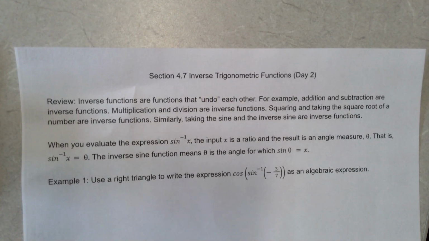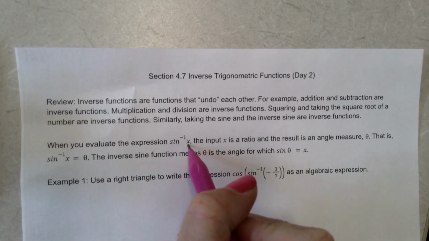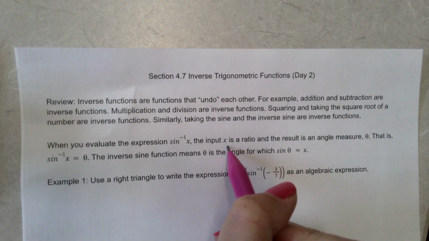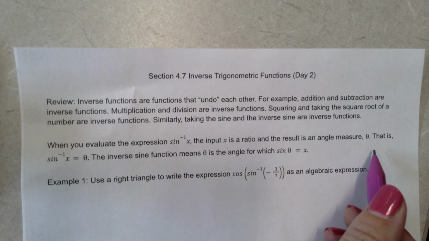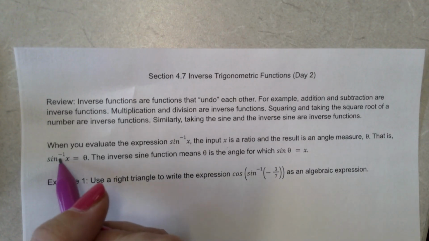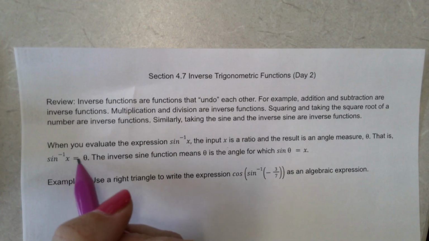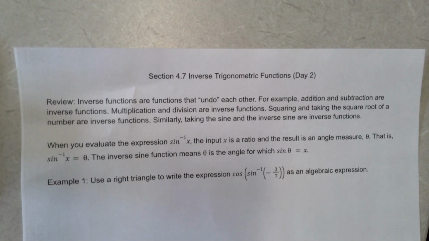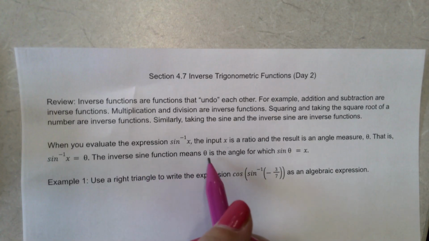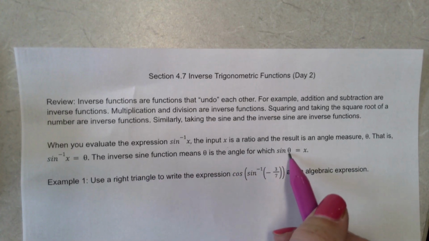Similarly, multiplication and division are inverse functions. Squaring and taking the square root of a number are inverse functions. Similarly, taking the sine and the inverse sine are also inverse functions, and that obviously works for the other trig functions as well. When you evaluate the expression inverse sine of x, the input x is a ratio, and the result is an angle measure theta. That is, the inverse sine of the ratio x is equal to the angle theta. The inverse sine function means theta is the angle for which sine of theta equals x.